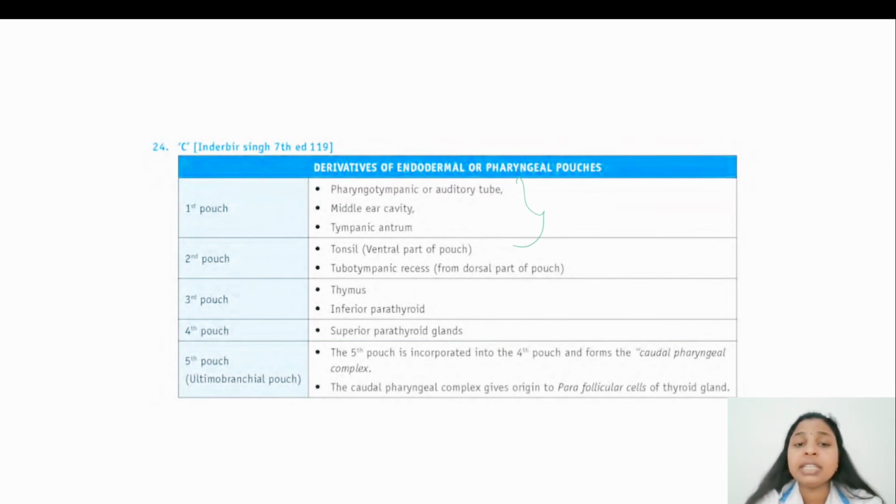Then the second pouch: the ventral part gives rise to the tonsil, and the dorsal part gives rise to the tubotympanic process. The third pouch gives the thymus and inferior parathyroid. The fourth pouch gives rise to the superior parathyroid glands. The fifth pouch is known as the ultimobranchial pouch. It is incorporated into the fourth pouch and forms the caudal pharyngeal complex, which gives origin to the parafollicular cells of the thyroid gland. These are the various derivatives of the pharyngeal pouches.